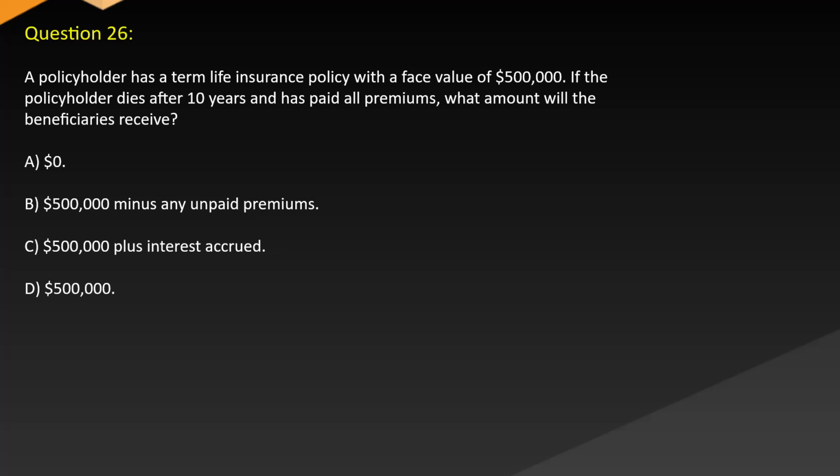Question 26. A policyholder has a term life insurance policy with a face value of $500,000. If the policyholder dies after 10 years and has paid all premiums, what amount will the beneficiaries receive? A. $0. B. $500,000 minus any unpaid premiums. C. $500,000 plus interest accrued. D. $500,000.